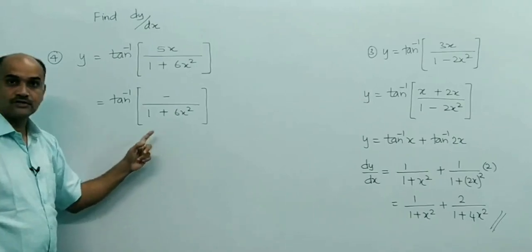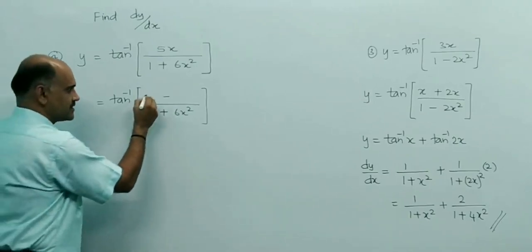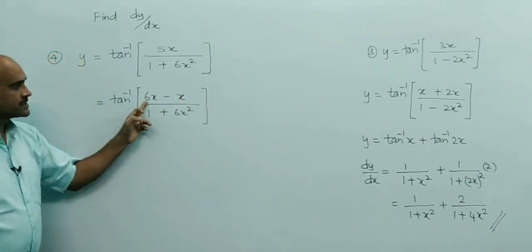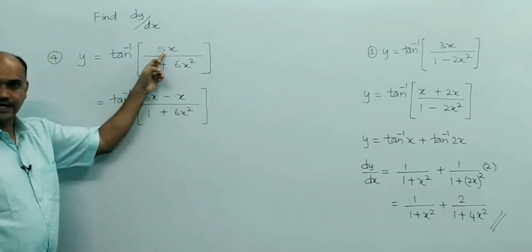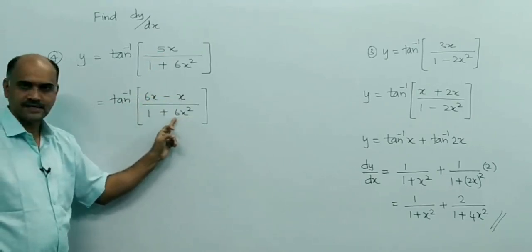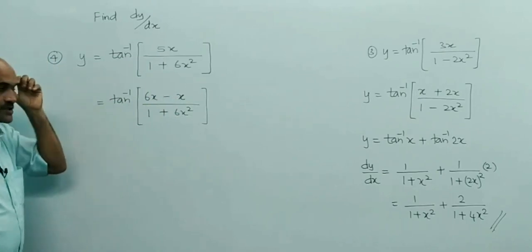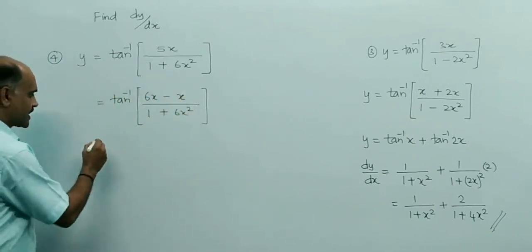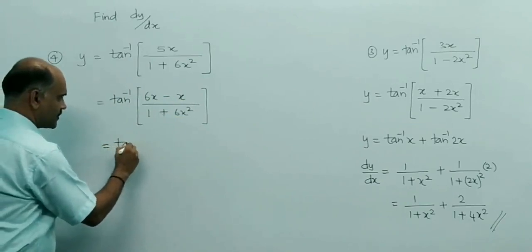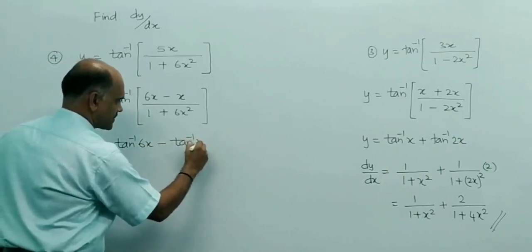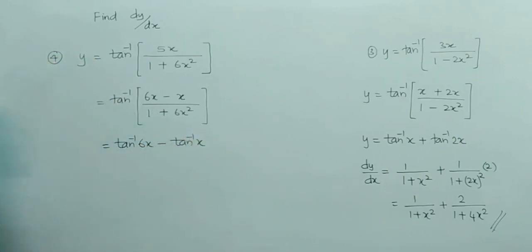What will be those two terms? Correct. 6x minus x. 6x minus x is 5x, and if you multiply these two, you will have 6x square. So now if you observe this, it is the first type of formula. So I can write this as tan inverse 6x minus tan inverse x.